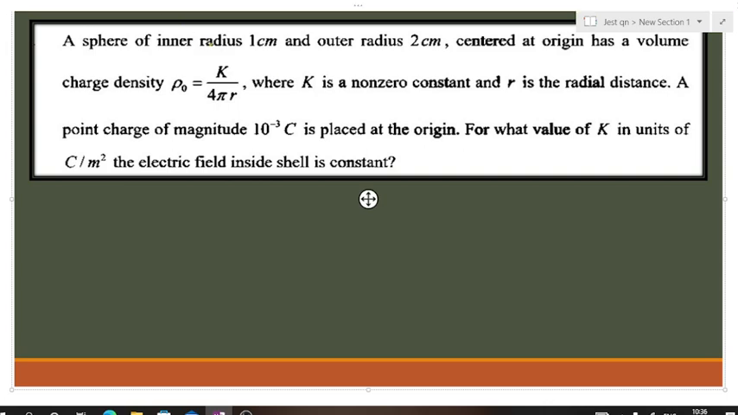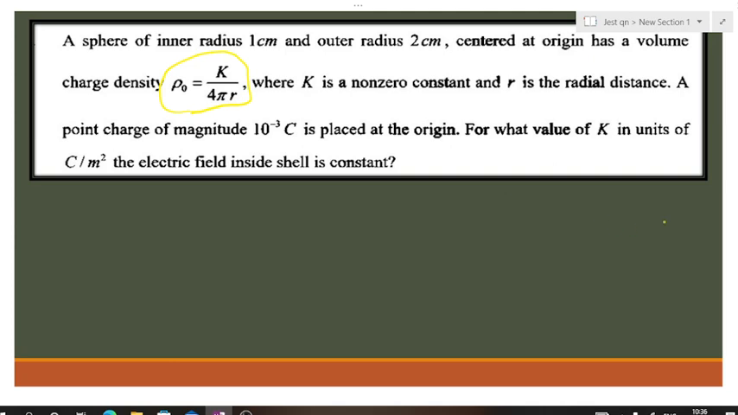A sphere of inner radius 1 cm and outer radius 2 cm, centered at the origin, has a volume charge density rho equal to K by 4 pi r. K is a non-zero constant and r is the radial distance. A point charge of magnitude 10 power minus 3 coulomb is placed at the origin. For what value of K is the electric field inside the shell constant?